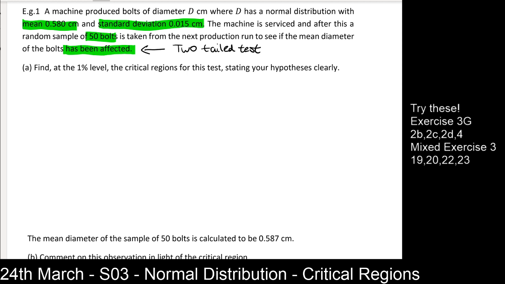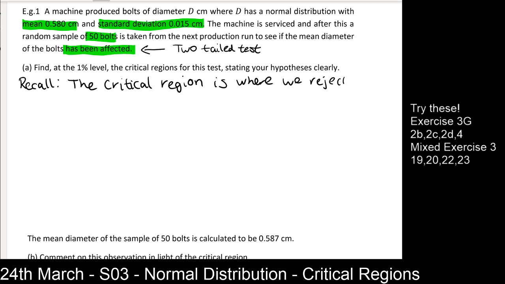So it could either be greater than the 0.580 or less than the 0.580. So if we're finding the critical region, what we need to recall, just like we did with correlation, is that the critical region is where we reject H0. And we'll see in the diagram in a second what that looks like.